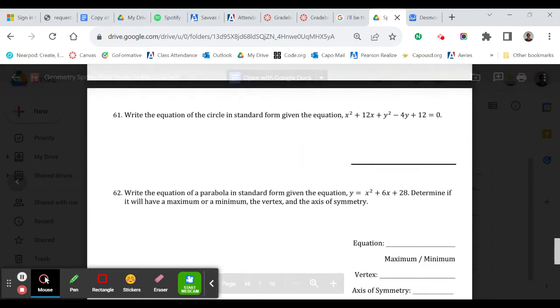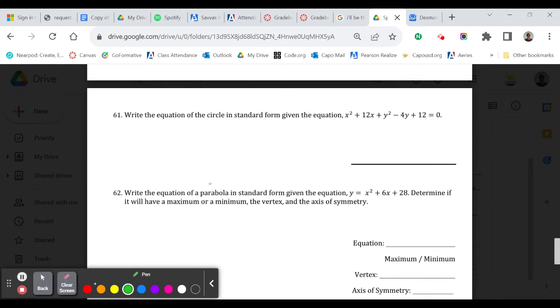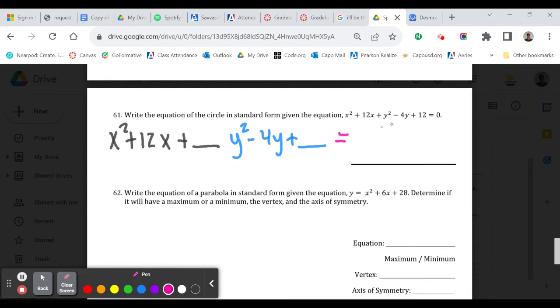All right, write the equation in standard form. This is where we have to do a little bit of work. So we'll start with blank. We're going to get x squared plus 12x plus blank, and then y squared minus 4y plus blank, and that is going to equal... I'm going to subtract the 12 on the other side. And then we're going to put in those values.